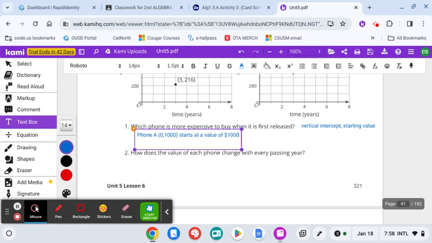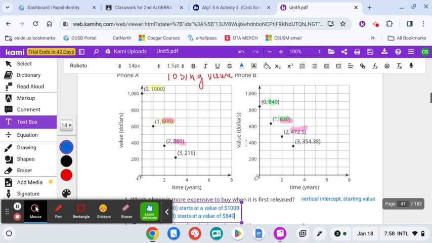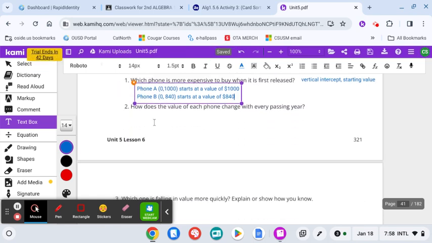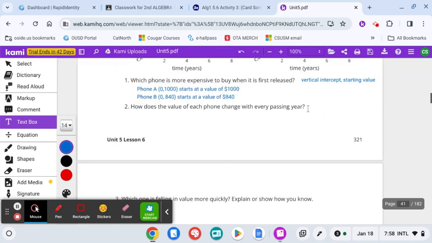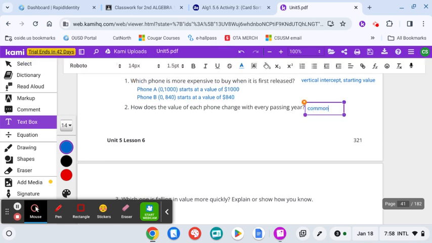So we would say phone A starts at a value of 1000. And phone B starts at a value of 840. Again, where did that come from? That came from that initial value, that starting point, that vertical intercept on the graph. How does the value of each phone change with passing year? Again, like we mentioned right when we were looking at the graphs, we're going to want to try to calculate the common factor of each. What's the remaining value of each year to year?